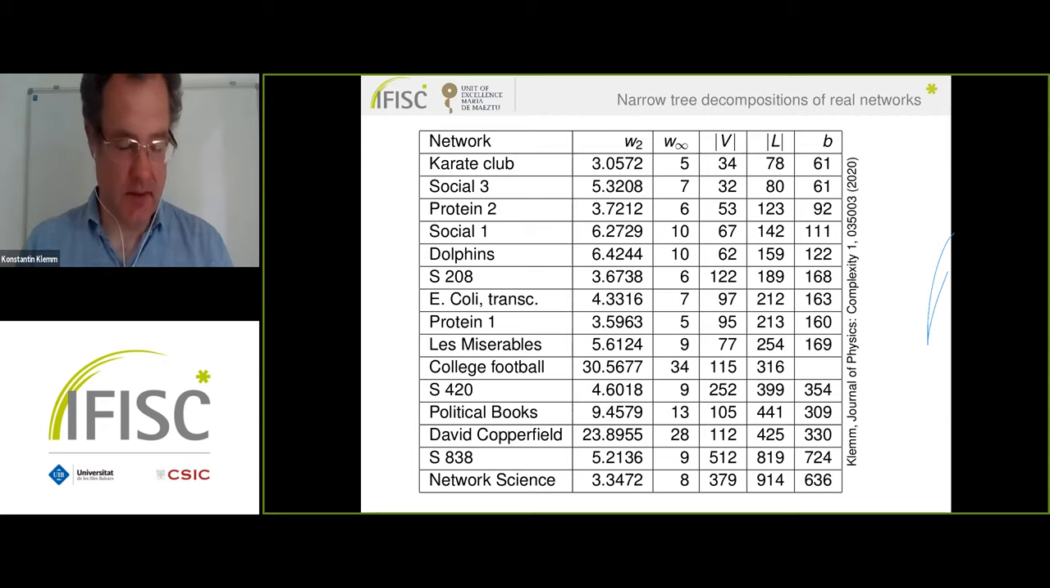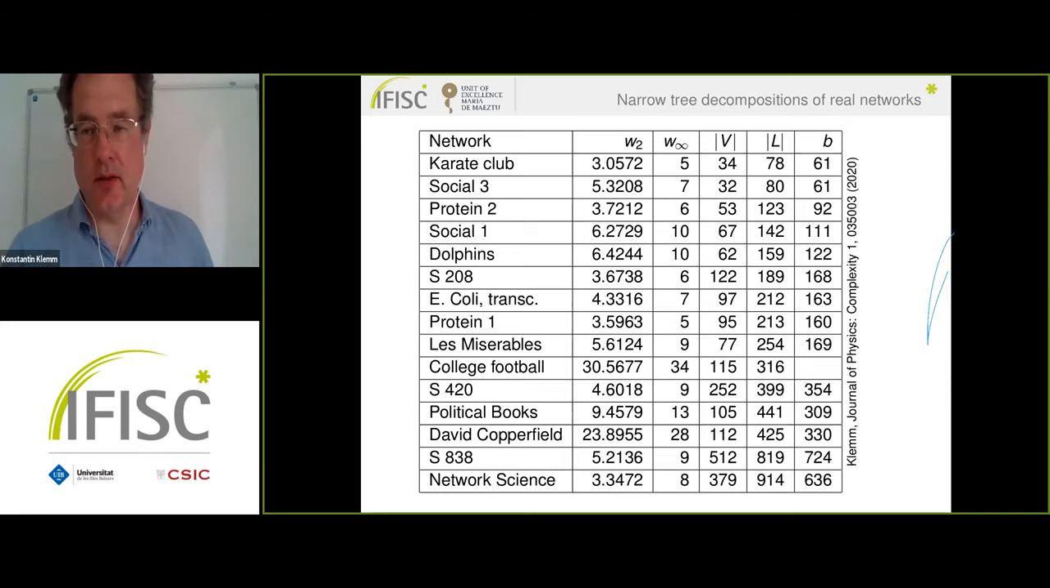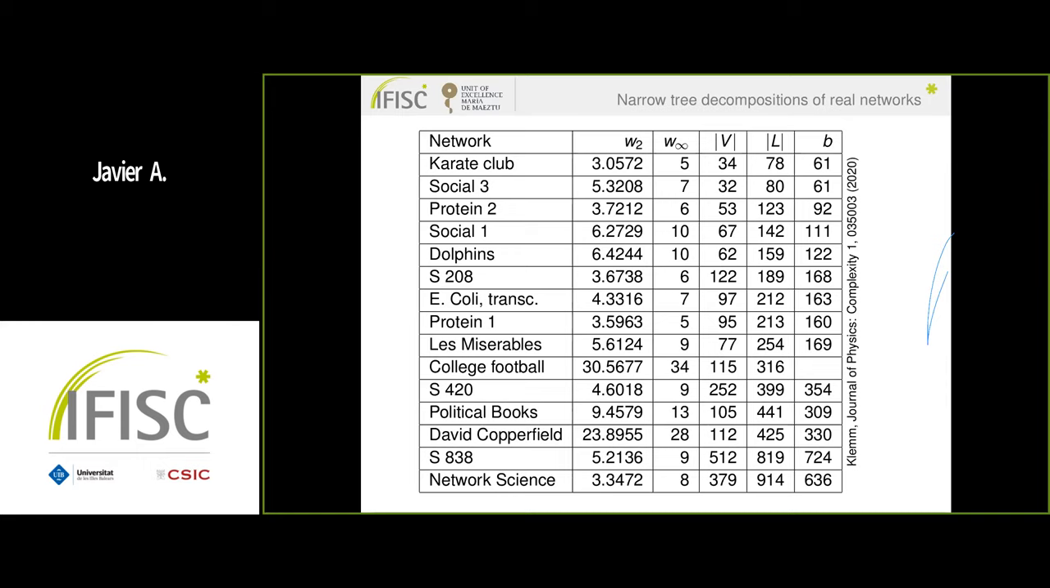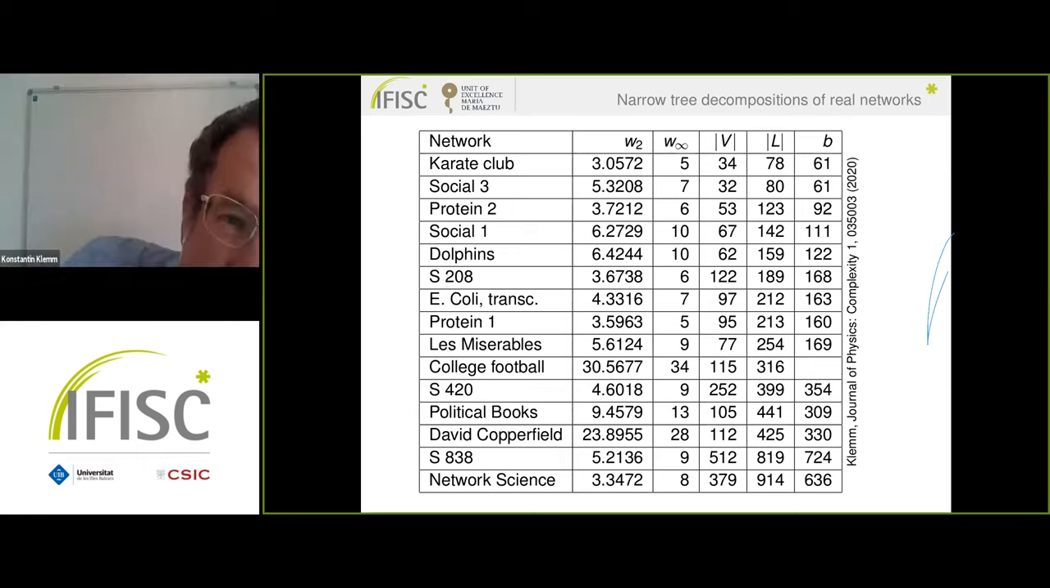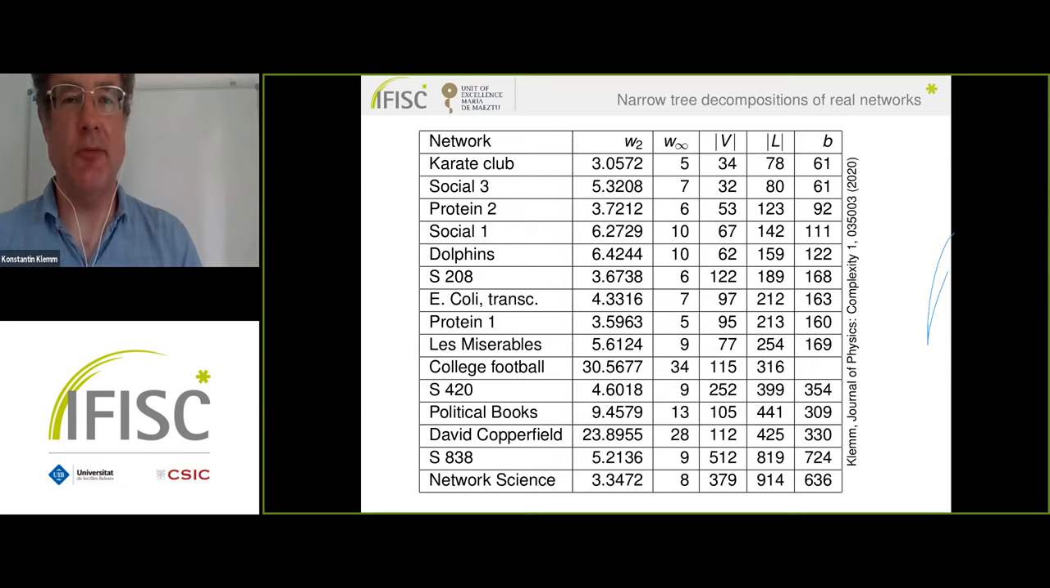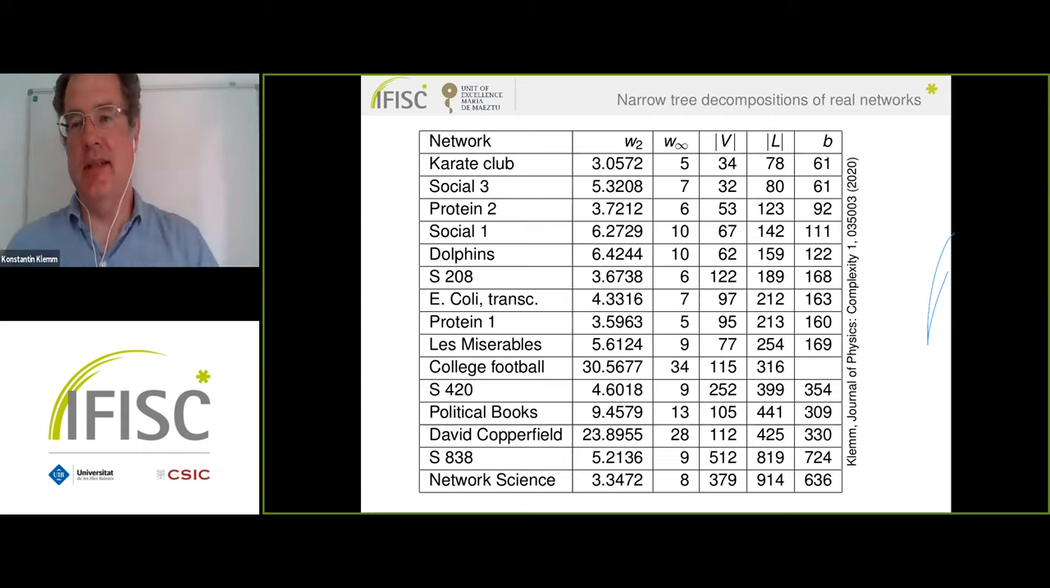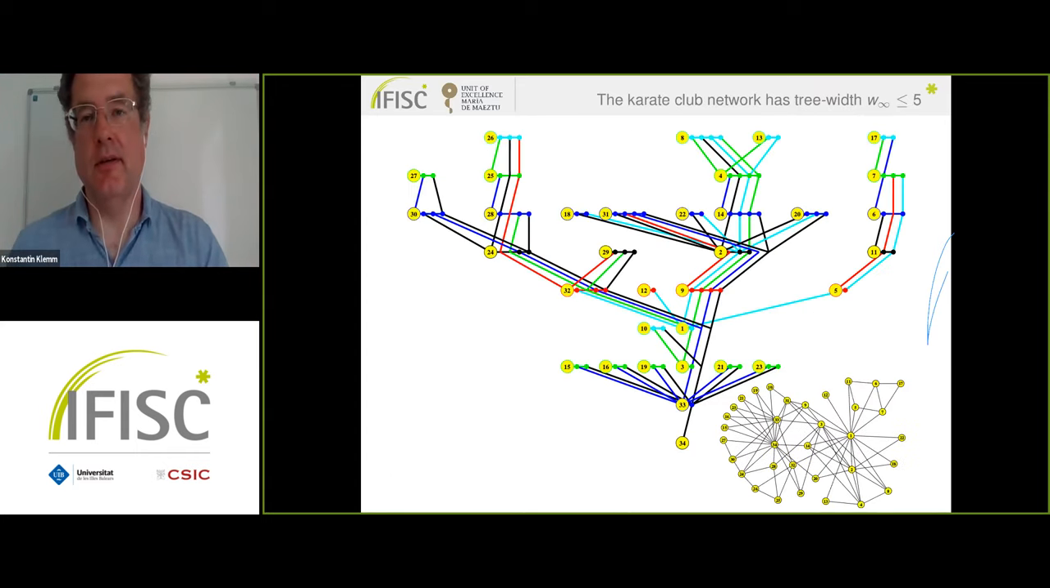Sorry, Konstantin? Yes. Could you tell what are the labels in the table? Because I don't understand this W2. Okay, sorry. Yes. So, this is obviously the name of the network. And now I just focused on this omega infinity. So that's the maximum width over the whole tree decomposition. Okay, so here it would be 5, because there's this node number 2 where you actually have to remember the spins of 5 nodes together. So that's the maximum.